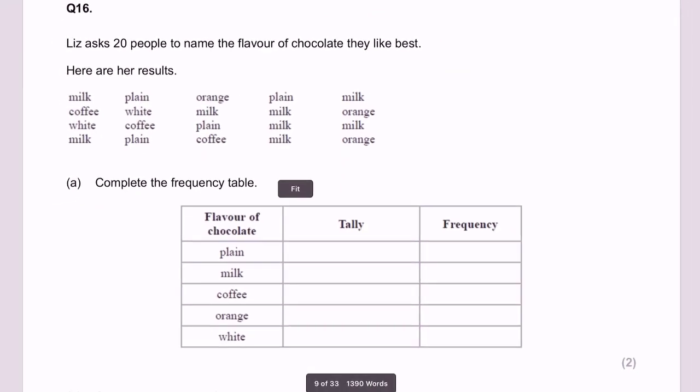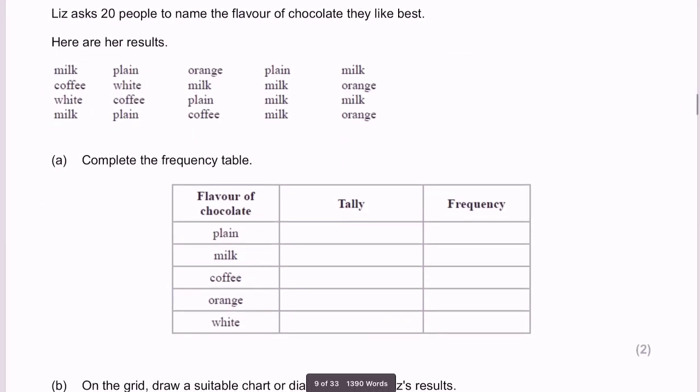Question 16. Liz asked 20 people to name the flavor of chocolate they like best. Here are her results. So first of all, do the tally. So we've got milk.